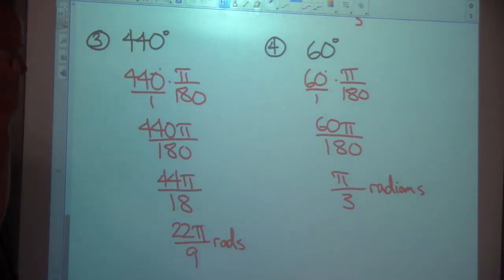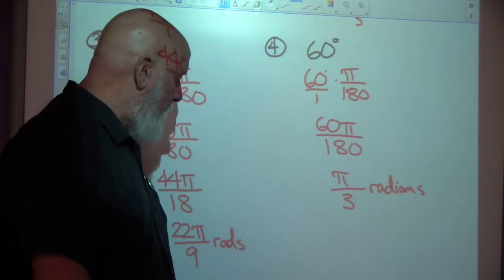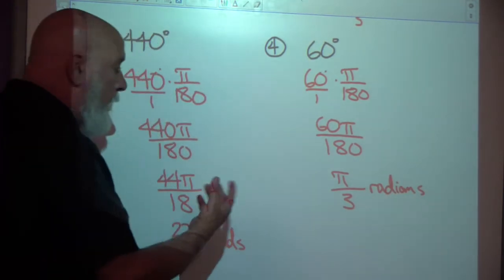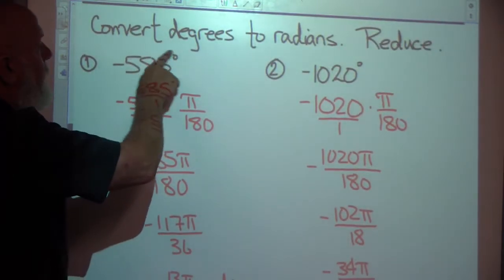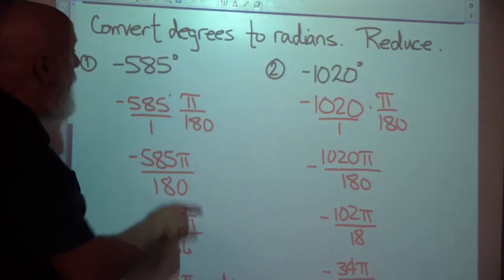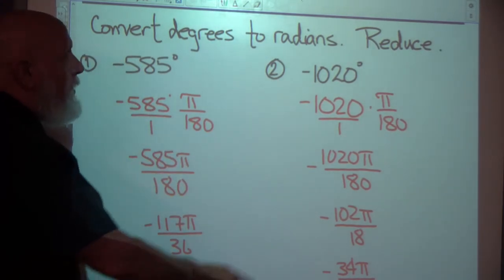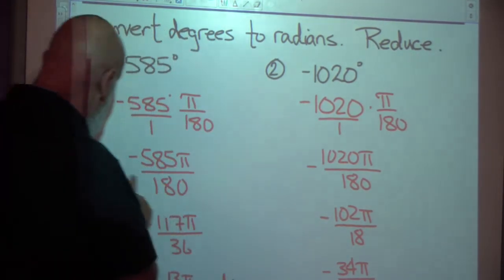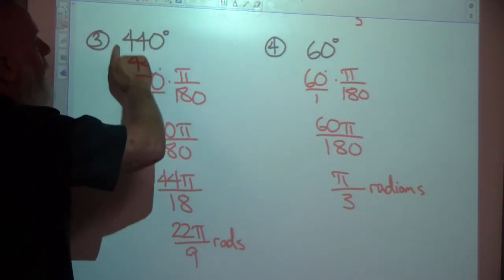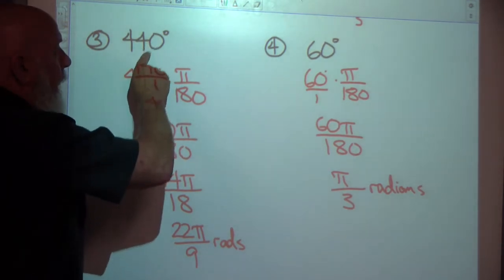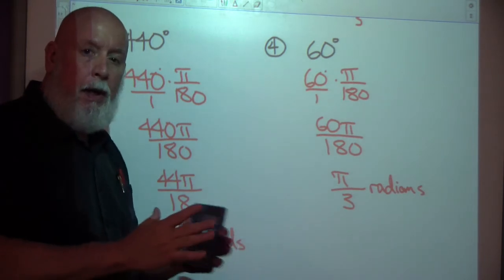Okay? And that's what you're going to be doing on today's worksheet. You're going to be given a bunch of angles and converting them to radians. You'll be given the measures of angles in degrees. If it's negative, your answer will be in negative radians. And if the original angle measurement is positive, your answer will be positive in radians. Okay? I hope that made sense.